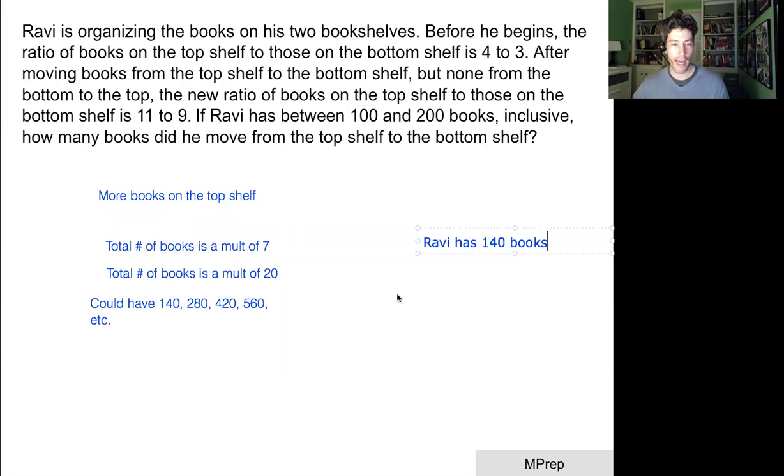We should be able to figure out how many he moved. Let's do a little bit of before and after. And we'll organize, do top shelf, bottom shelf here. Have an opportunity to situate these things. Bottom shelf. And let's figure this out. Hey, before he started, how many books were on the top shelf?